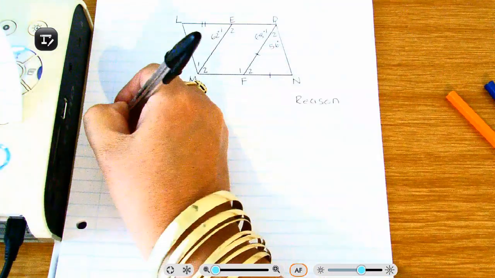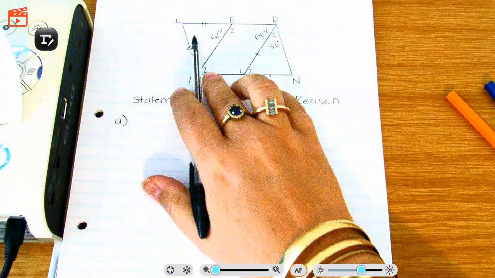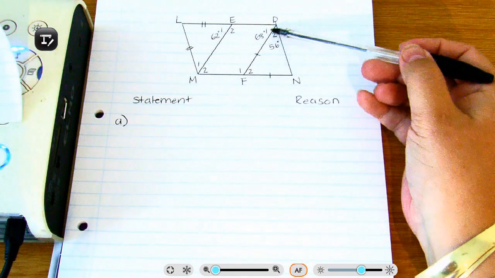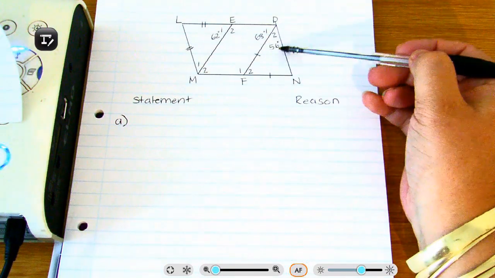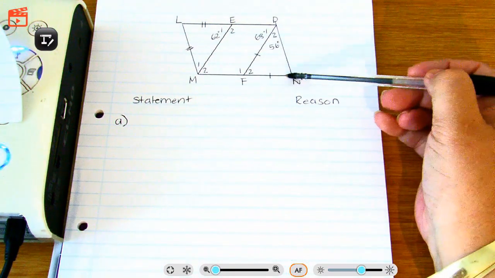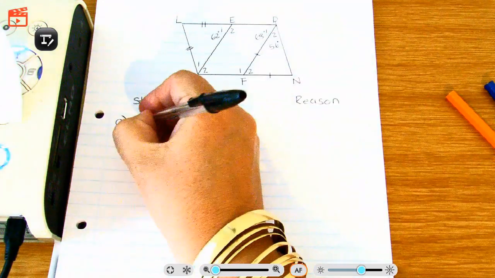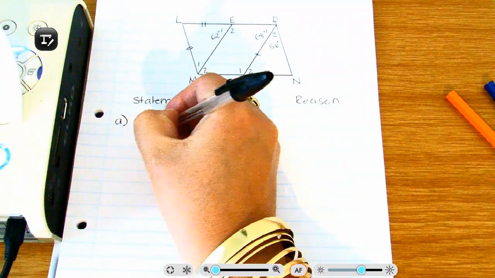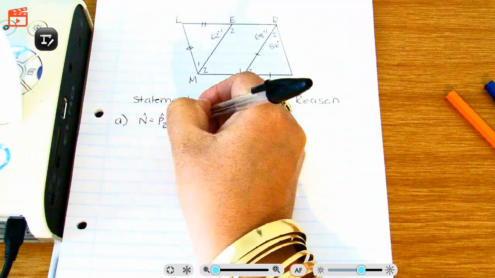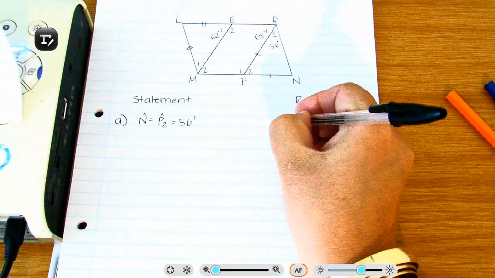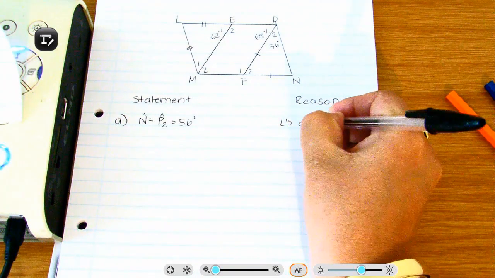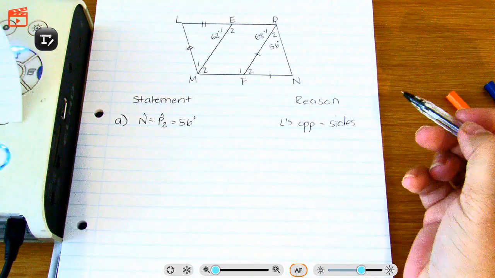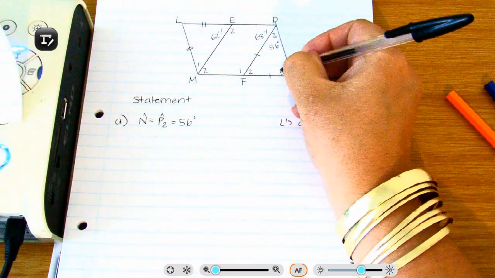So we're going to start off with number A, trying to prove that these are parallel. The first thing I'm going to do is, you can see in this isosceles triangle, if that angle is 56, then this angle should also be 56. So I'm going to say that angle N is equal to angle P2, which is equal to 56 degrees. My reason: angles opposite equal sides, it's basically an isosceles triangle. And I'm going to fill in that 56 there.